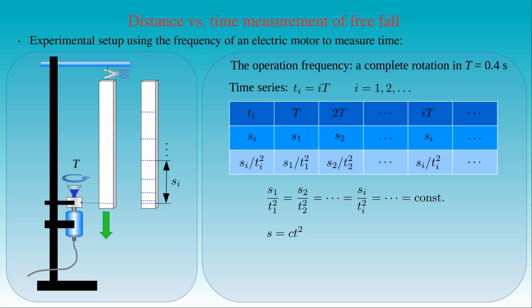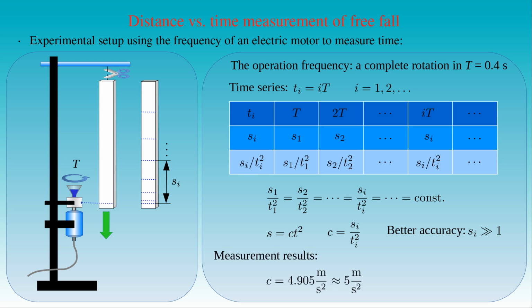If we want to determine the constant c, that is the ratio of the distance s to the time t squared, we need to choose relatively large values for the distance, which mitigates the measurement error. We can use the ratios in the last few columns in the table calculated for the stripes far from the first one. Then the result of the measurement gives approximately 4.905 meters per second squared for the proportionality constant c. That is, the instantaneous velocity of the free-falling slat is equal to about 5 meters per second squared times the duration of the fall.